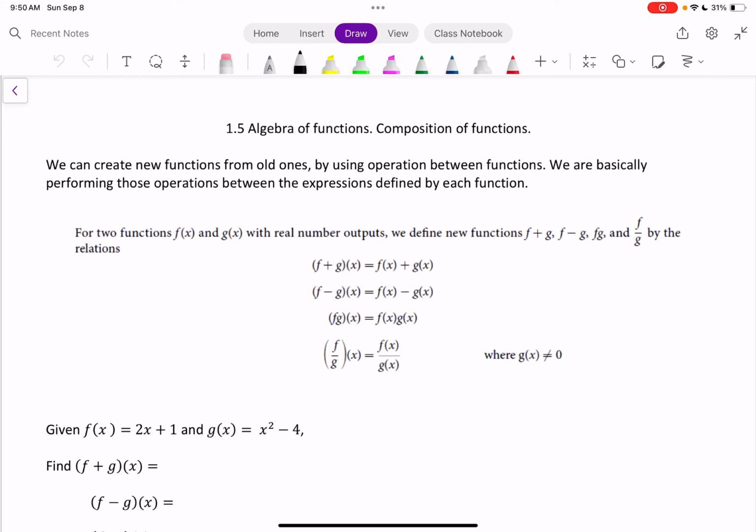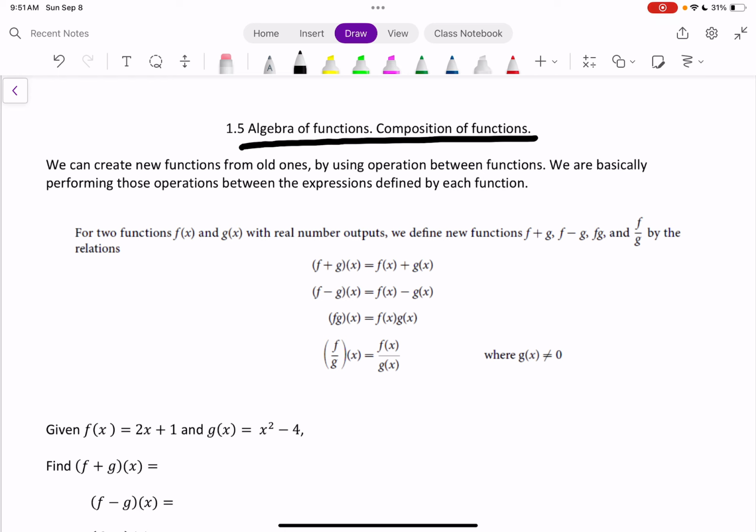All right, class, here is section 1.5, algebra, functions, and composition of functions. Okay, so we've talked about functions, what they are, how to evaluate them, domain and range, graphs of functions, but is that all we can do with functions? Well, obviously not. Algebra of functions simply is talking about the operations on functions.